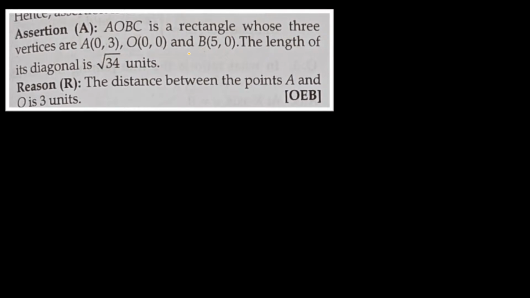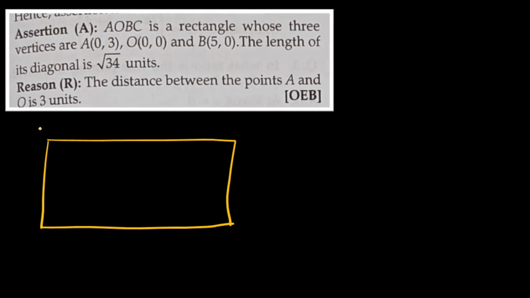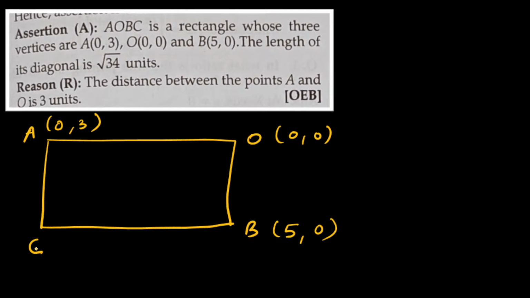AOBC is a rectangle whose vertices are given. The length of its diagonal. So rectangle. This is a rectangle, and the rectangle's name is given to us as AOBC. Its vertices are given to us. A's coordinates are (0, 3), O's coordinates are (0, 0), B's coordinates are (5, 0), and the coordinates of C we don't know.